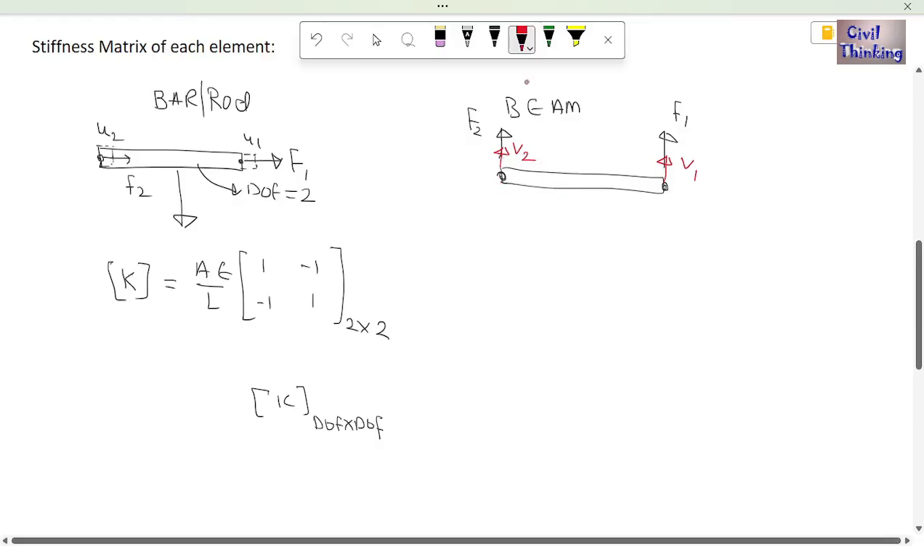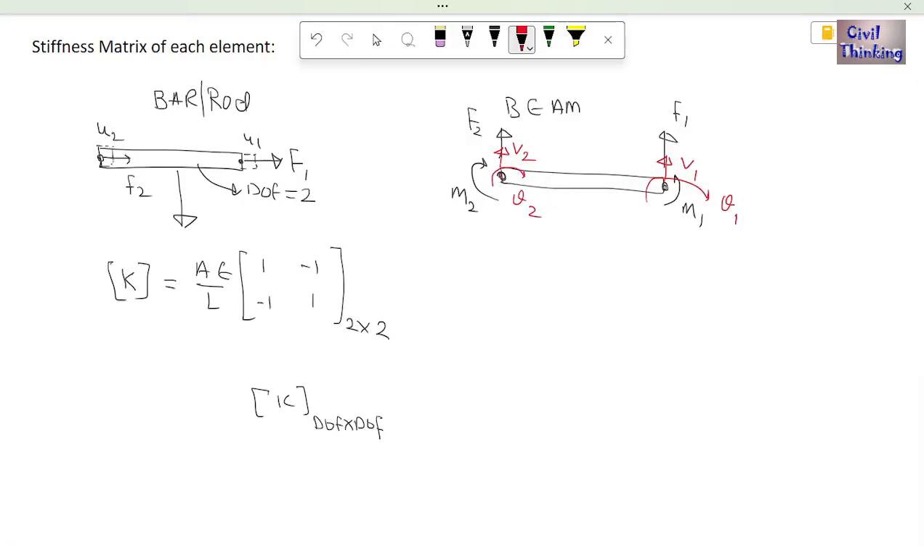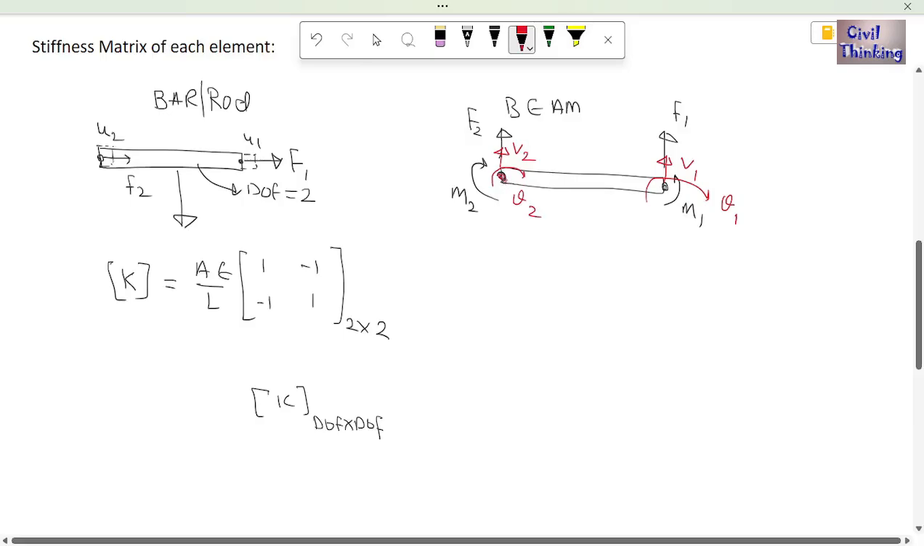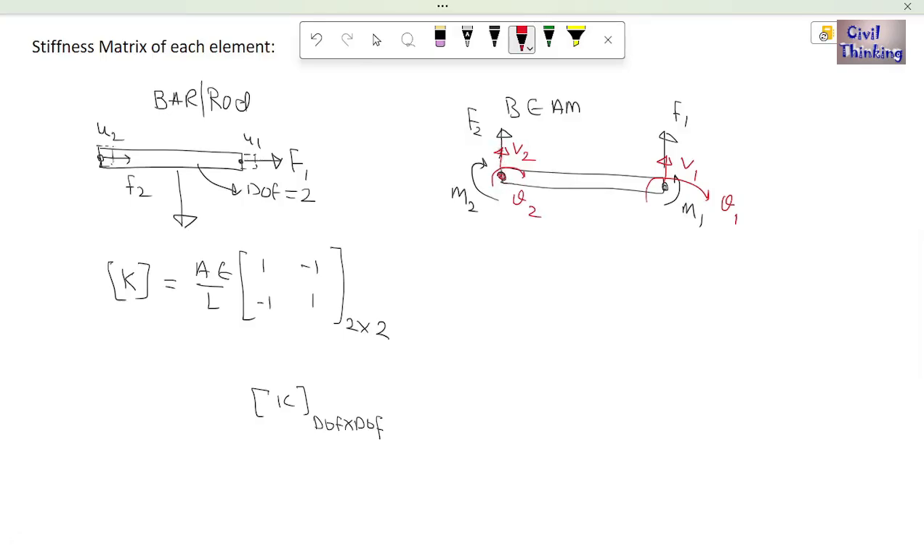But remember, we are also going to have some moments, M1 and M2, and because of the moments there are going to be rotations. Let us say the rotation here is theta 2 and the rotation here is theta 1. So how many degrees of freedom are there? At each node there can be a transverse displacement because of the shear force, and a rotation because of the bending moment. So each node has 2.